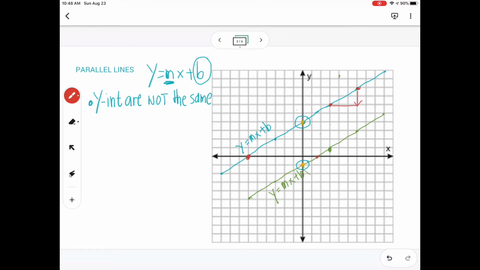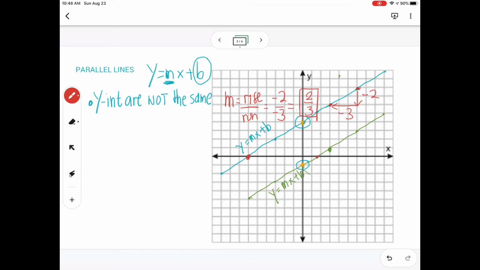In this case, I'm going to go down and I'm going to go left. I'm going down 2 units, so the rise will be -2. And I'm going to the left 3 units, so the run will be -3. So for the blue line, m is going to be -2 over -3. Remember, negative over negative is positive, so the slope of the blue line is actually +2 over 3.